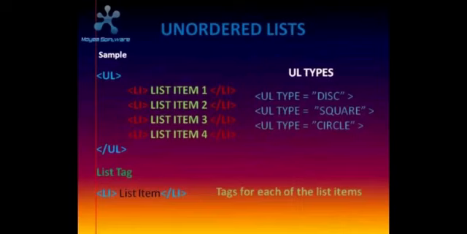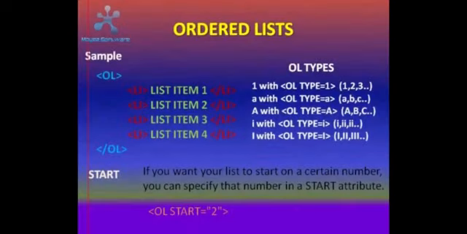In an unordered list, items are placed after the UL tag, which is a container tag, with each item preceded by the LI tag. As you can see on the screen, the list is closed by using the closing tag of UL. An ordered list is created using the OL tag. OL tag is also a container tag. And each list item starts with the LI tag. The list is closed by using the closing tag OL.